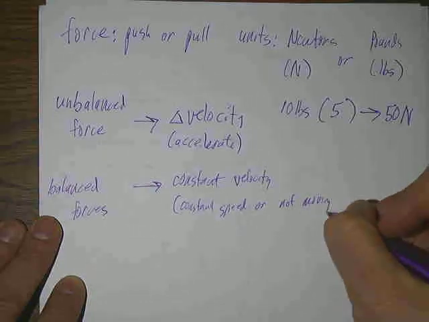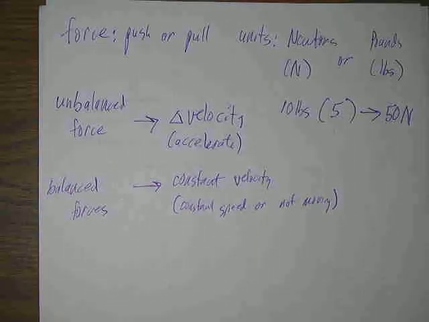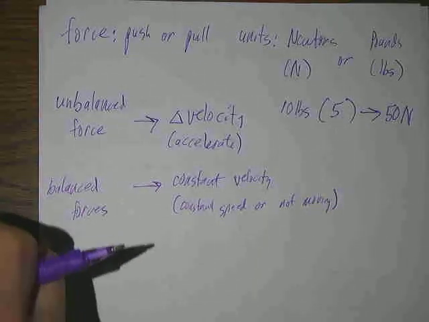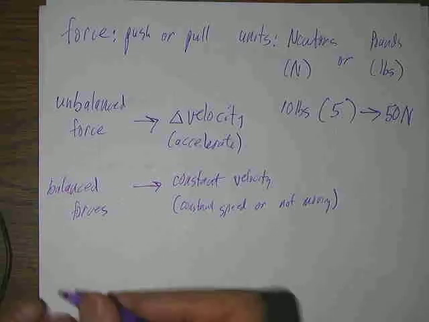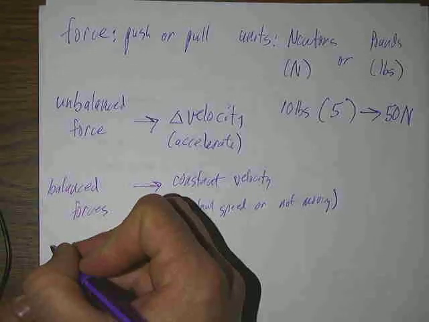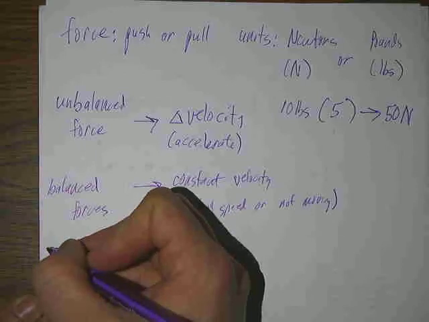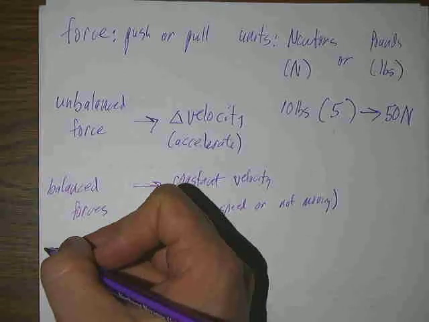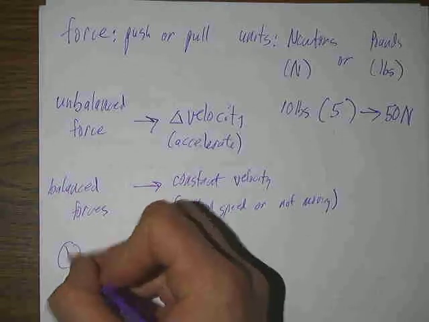Which if it's moving at constant velocity, that means a constant speed, or there was one other option. Or it could be not moving at all. That could be happening if it's a constant velocity. So we had those kind of things.